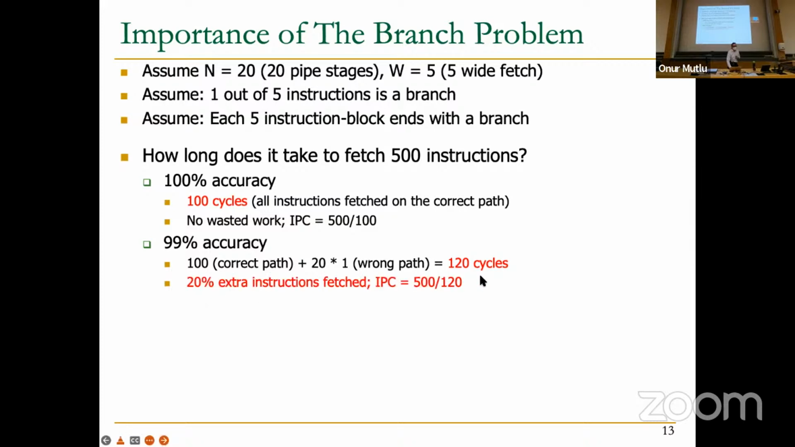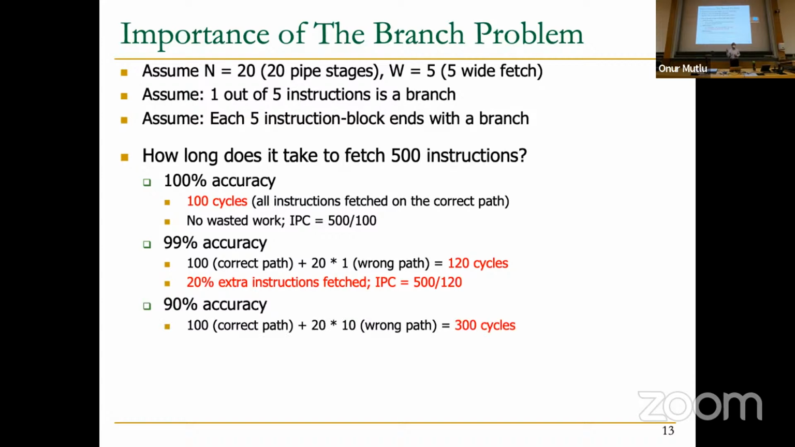We fetched 20% extra instructions, as you can see. And our IPC is 500 divided by 120. Why is it 20%? Because we fetched 120 cycles as opposed to 100 cycles, which is 100% accuracy. So our IPC already went down to almost 4, as you can see, with 99% accuracy. That's a very highly accurate thing. Okay, 90% accuracy, more realistic today.